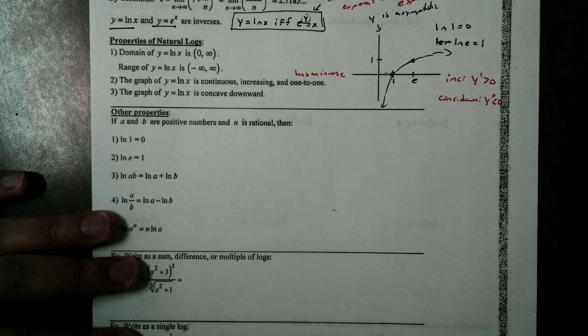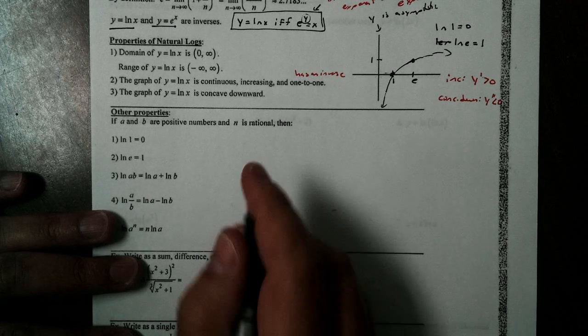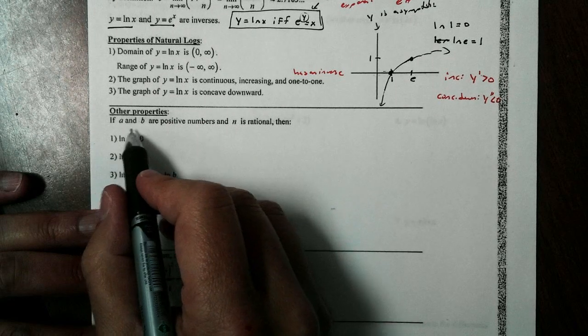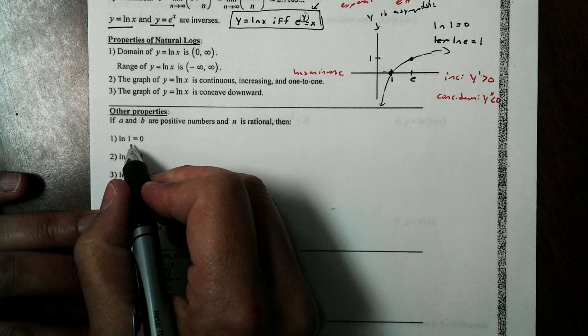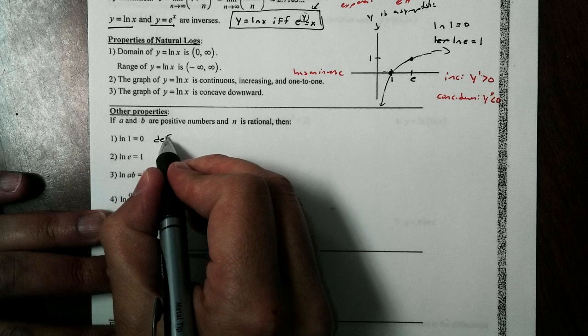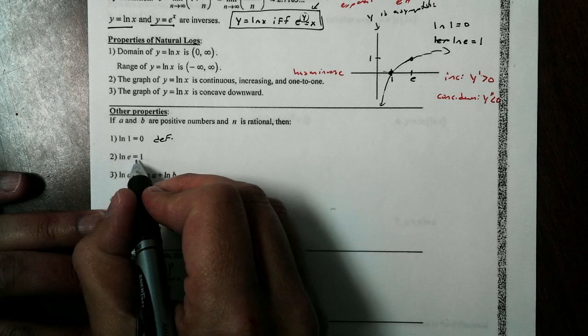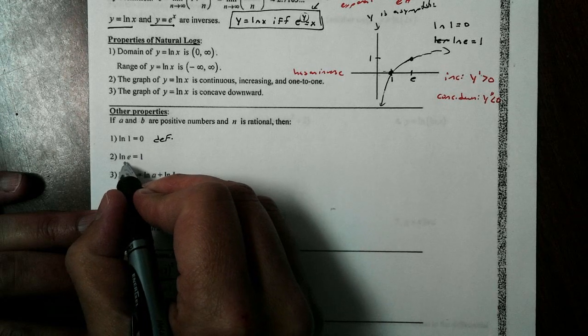Now there are some properties that we need to know about logs. If a and b are positive and n is rational, then the natural log of 1 is 0. This is just a definition. The natural log of e is also 1 because natural log and e are inverses.